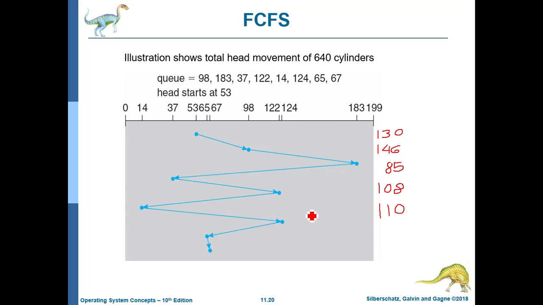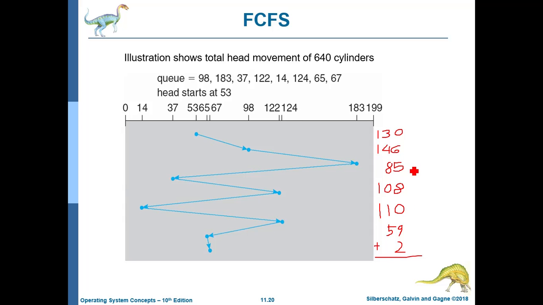Next is 124 minus 65, which is 59. And last but not least, 67 minus 65, which is equal to 2. Again, for the first line we have 130, then next is 146, 85, 108, 110, 59, and 2. So that is 7 lines. So let's add.